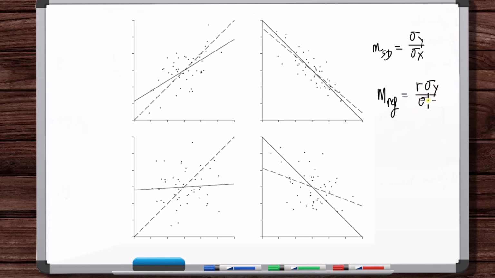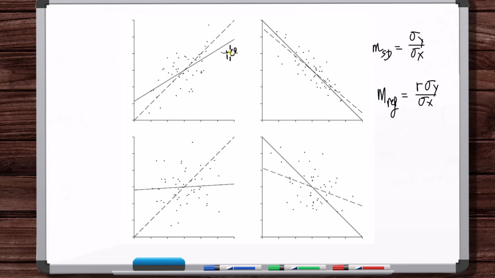Well, the magnitude of r is at most 1. It's always going to be less than 1. So you could have a regression line that's equal to the SD line if r is 1 or negative 1, but outside of that, it's going to be more shallow sloping. So if we're asked here, which line is the SD line, which line is the regression line?